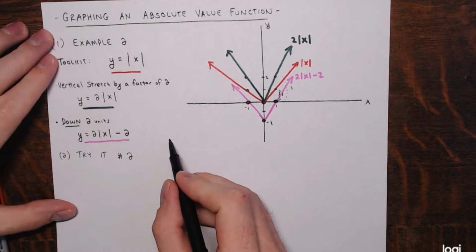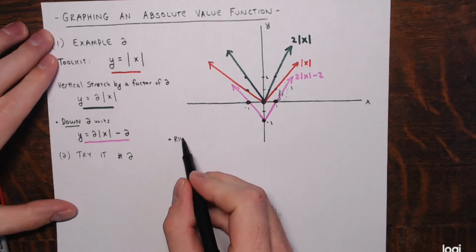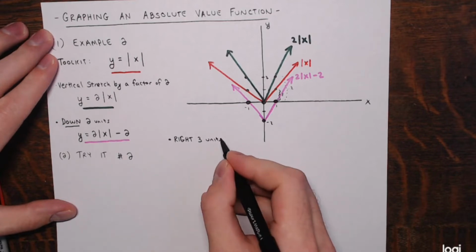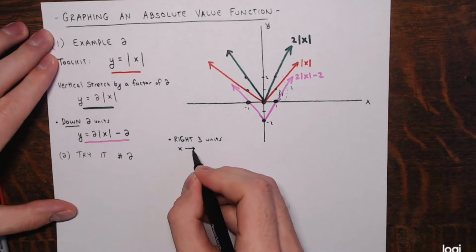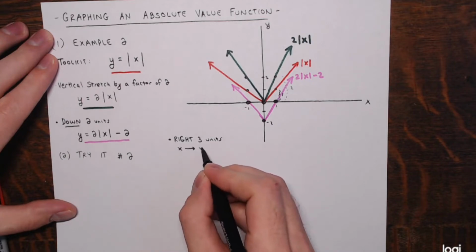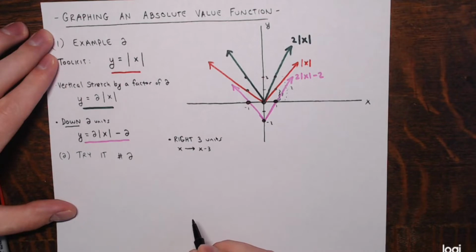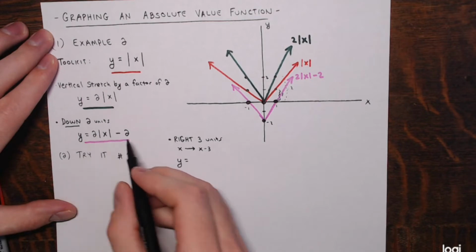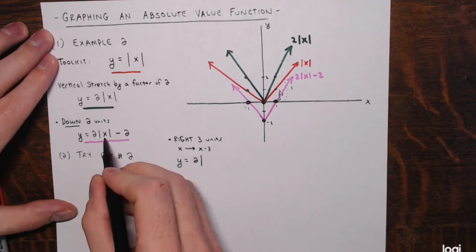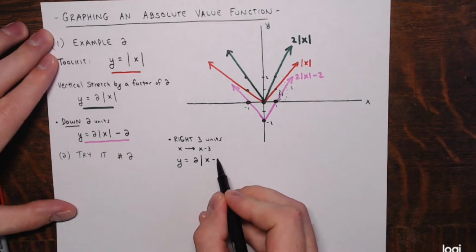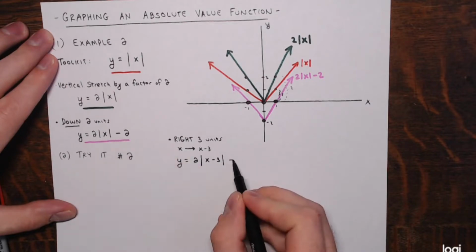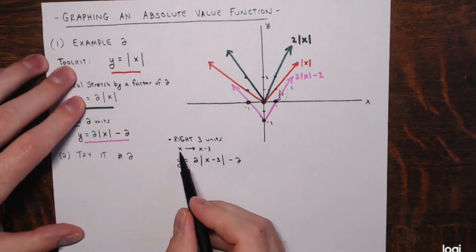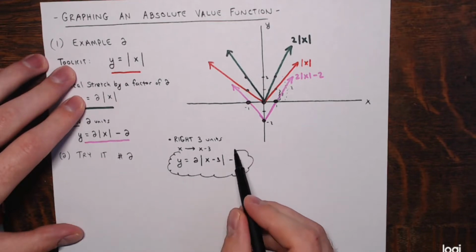So I'll do this here. Right shift 3 units. And hopefully you recall how to do that. That means you just replace all the x's in the previous rule with x minus 3, the quantity x minus 3. So now we're looking at y equals, taking the previous rule, 2 times the absolute value of, and instead of x, that is now x minus 3, and then you still have the minus 2. Everything else stays the same. The only thing I'm changing is the x to x minus 3. And here it is. This is going to be the equation for our graph.